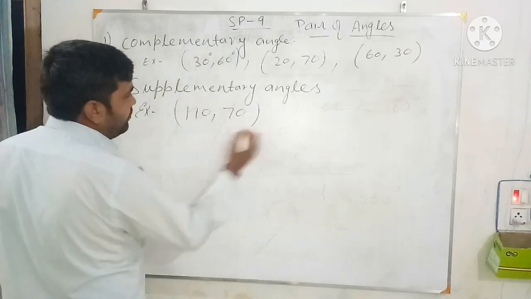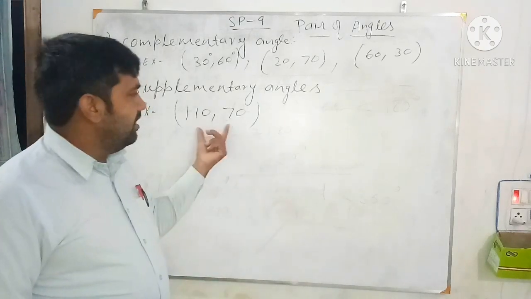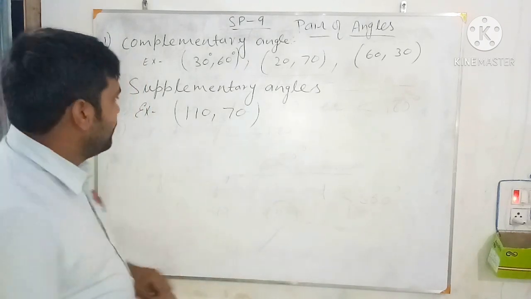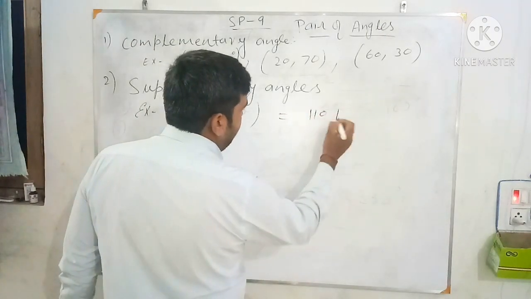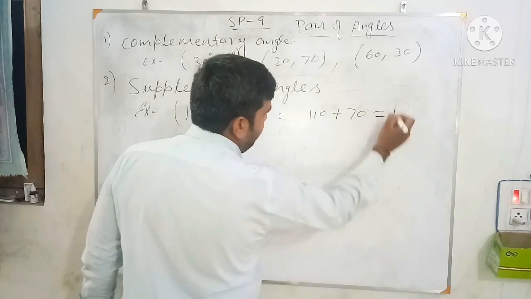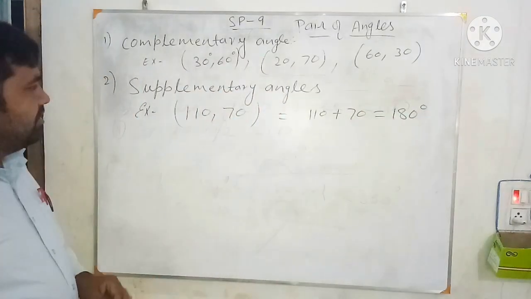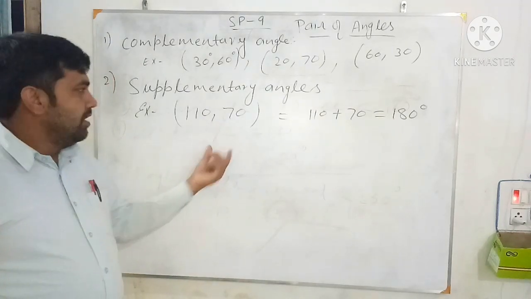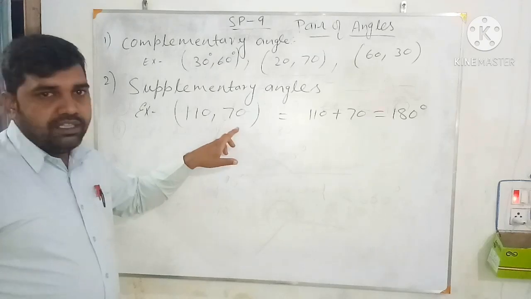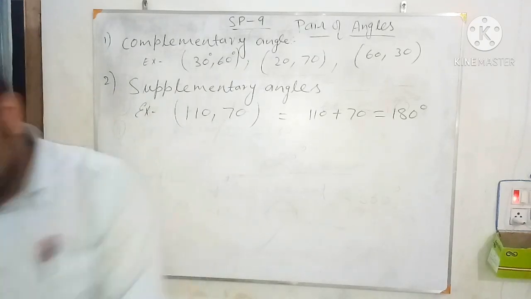See, the sum of these two angles, 110 plus 70, gives you 180 degrees. So this is a supplementary pair. When you add these two angles, what do you get? 110 plus 70 gives you 180 degrees. So now we can say that these two angles, 110 and 70, are a pair of supplementary angles. So the supplement of 110 is 70 and the supplement of 70 is 110.